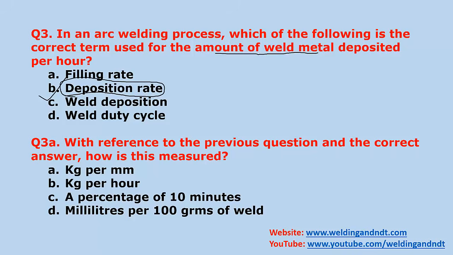Question number 3a, with reference to the previous question and the correct answer, how is it measured? So it is measured in terms of kilogram per hour. How many kilograms of weld metal have been deposited per hour is called deposition rate. Option B is the correct answer.